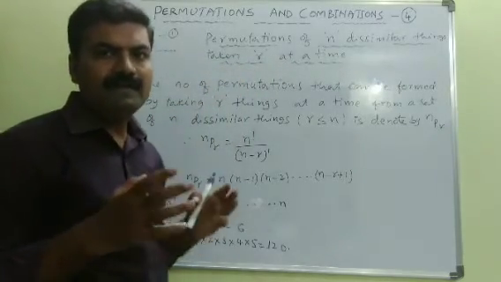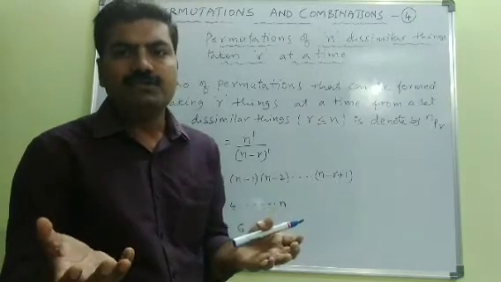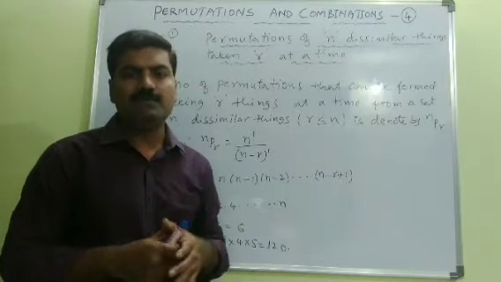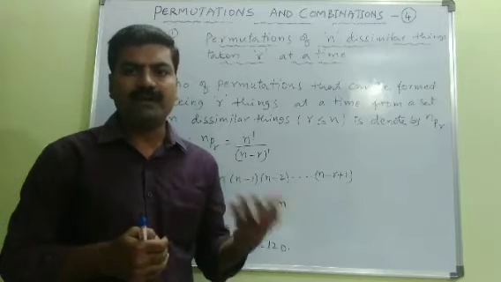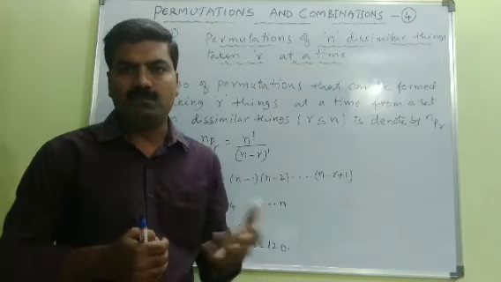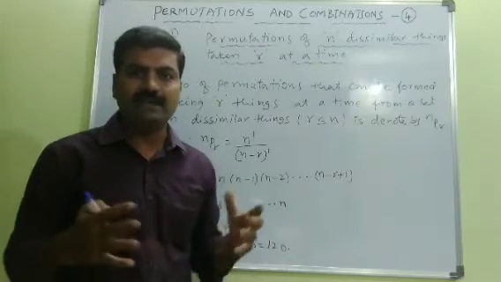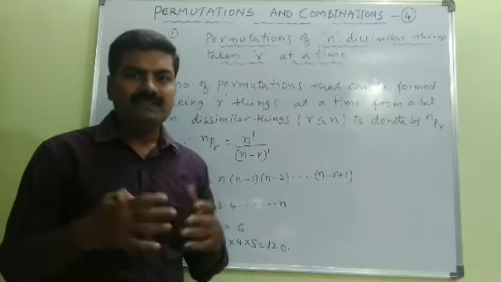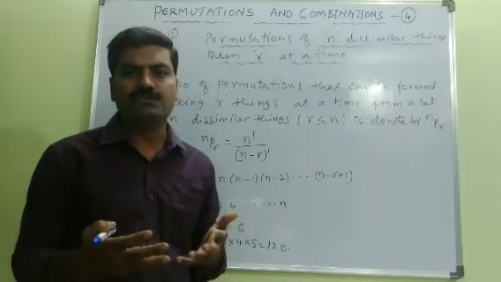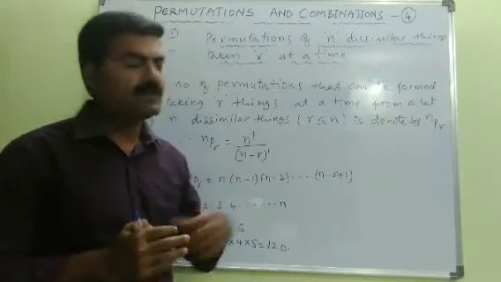When n dissimilar things or objects are given to you, how can we choose r objects from them? This is the first way. Suppose there are 5 boys. Among the 5 boys, we need to choose one boy. How can we choose one boy from those 5? Or suppose you have 10 different colored balls. In how many ways can we choose any 2 balls? This type of question we are going to discuss now.